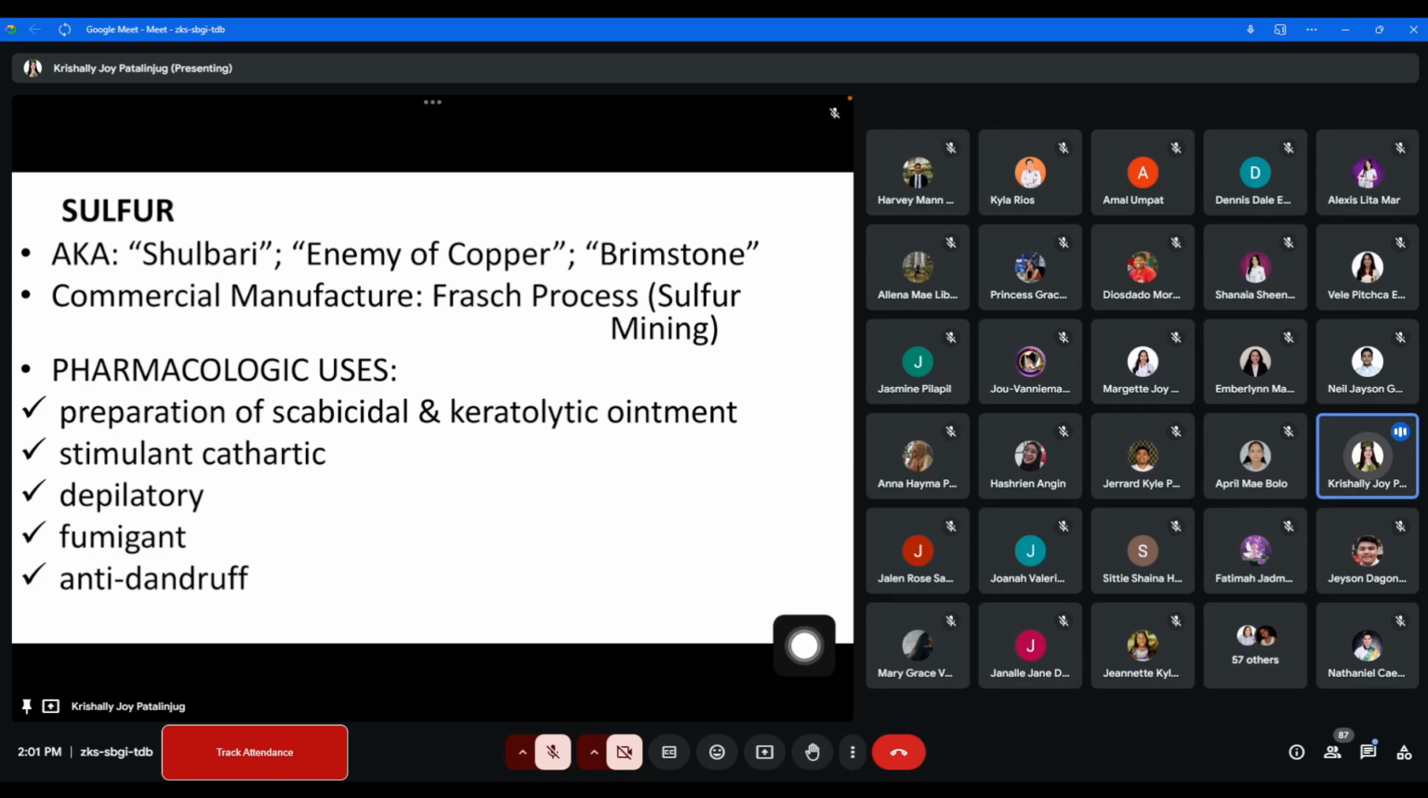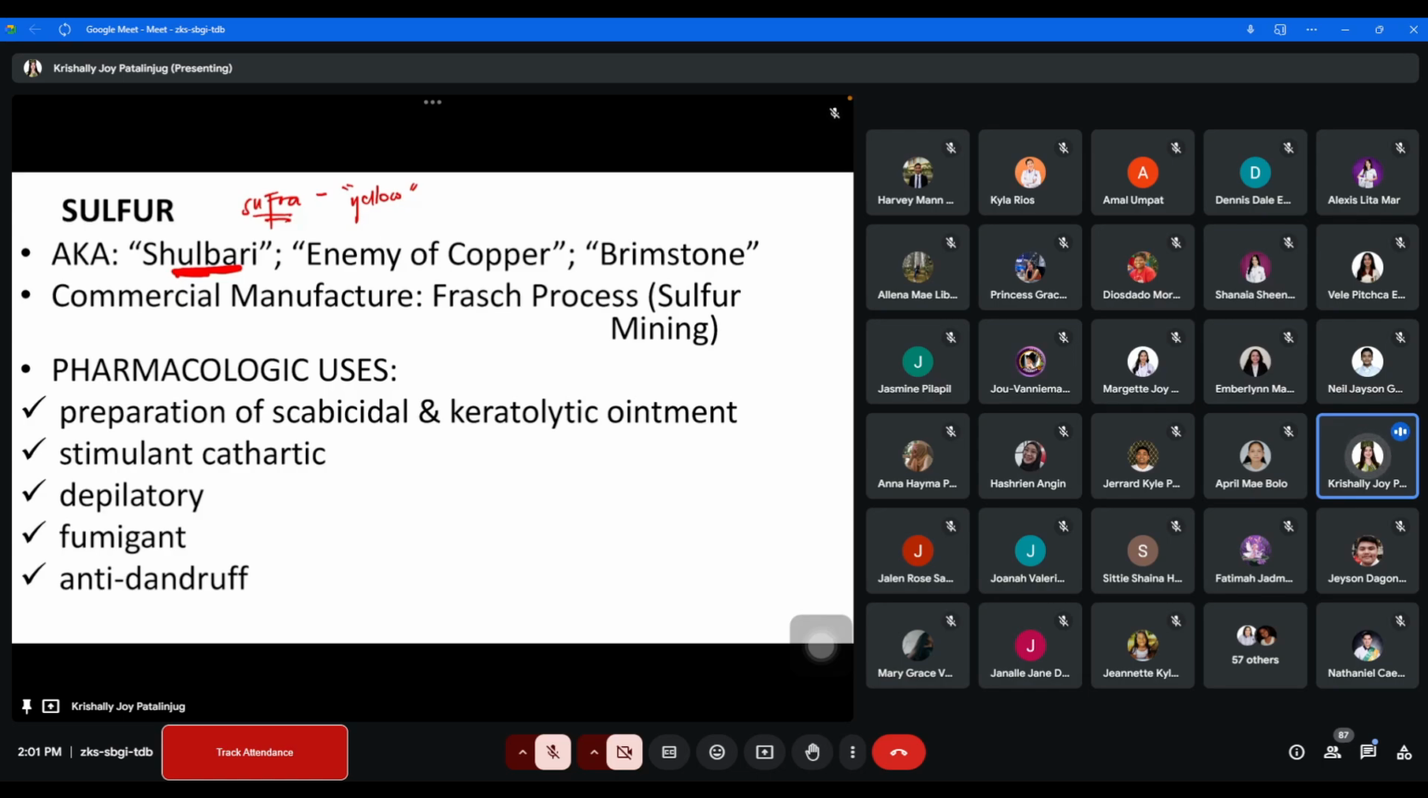Oxygen is the first element under group 6A. The second element of group 6A is sulfur. Sulfur comes from the word sufra, which means yellow. That's why sulfur-containing material is usually yellow, and sulfur powder alone is yellow. It is also known as shoalberry, which means enemy of copper. It is a Sanskrit word, meaning enemy of copper.